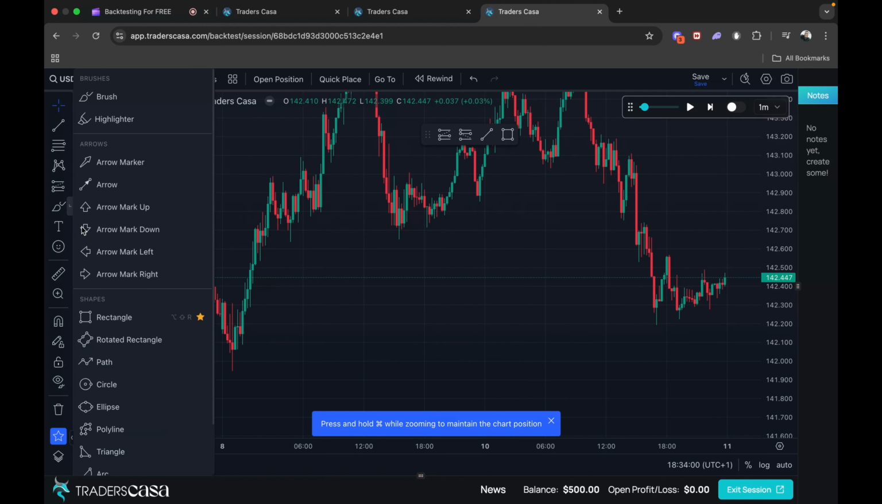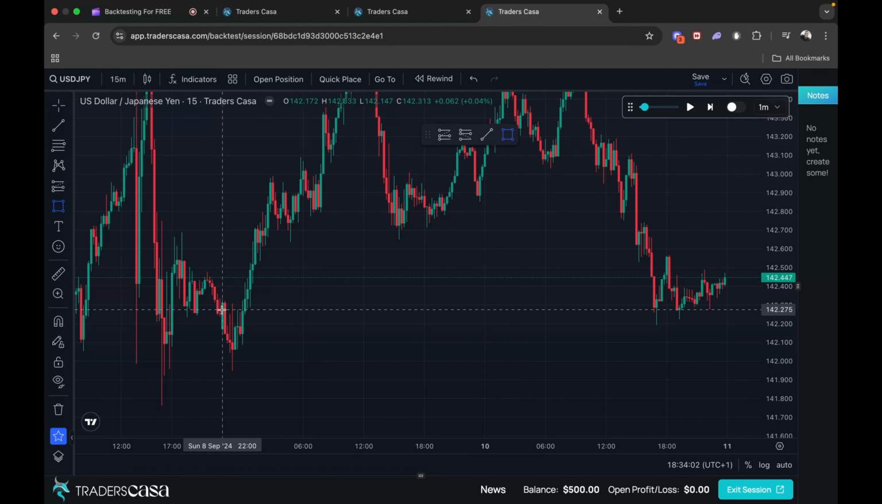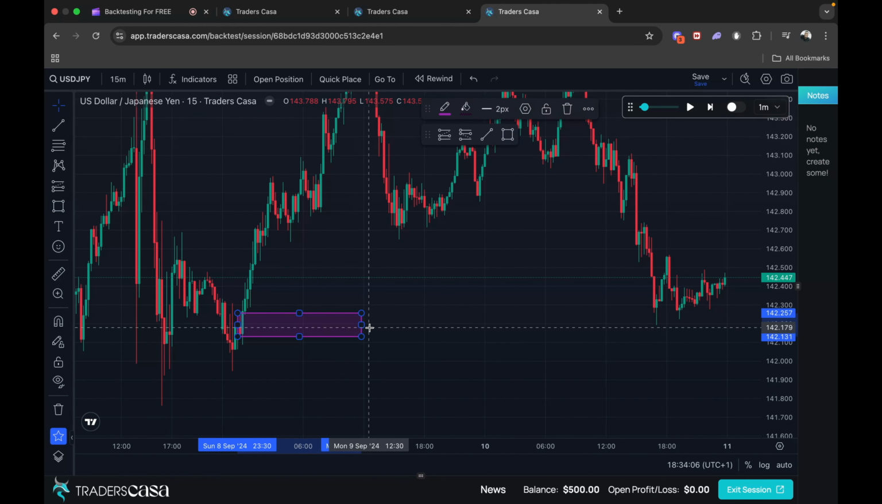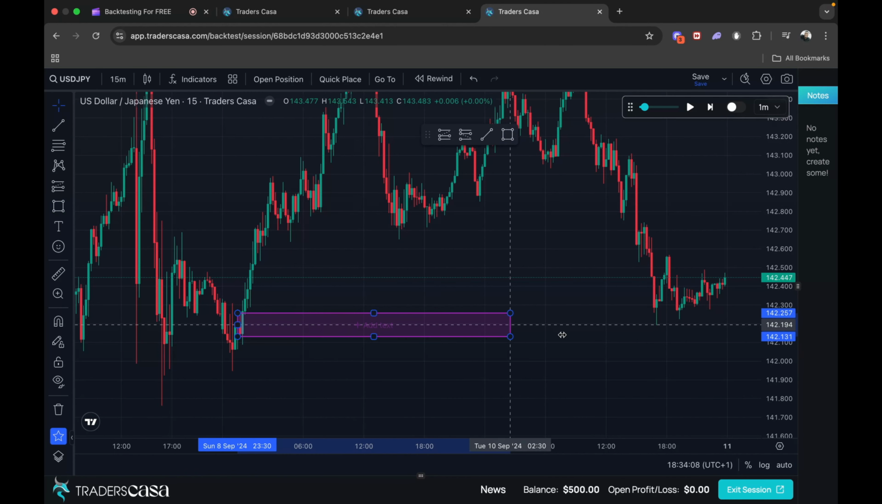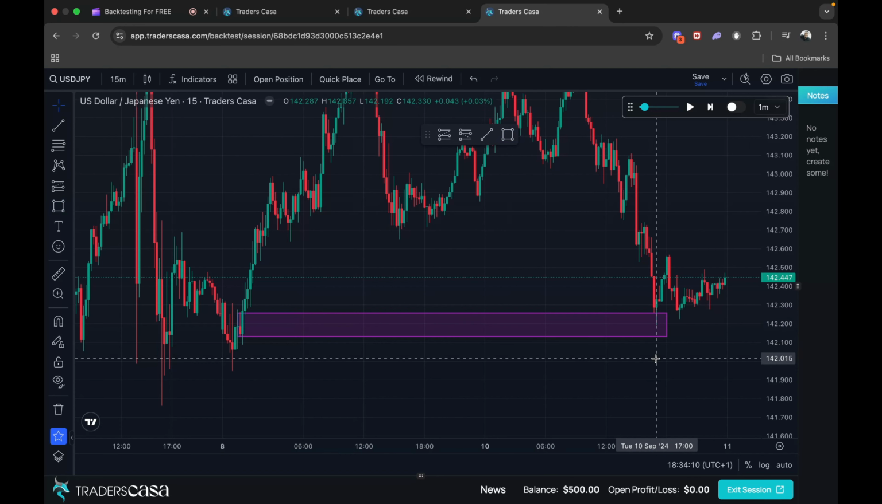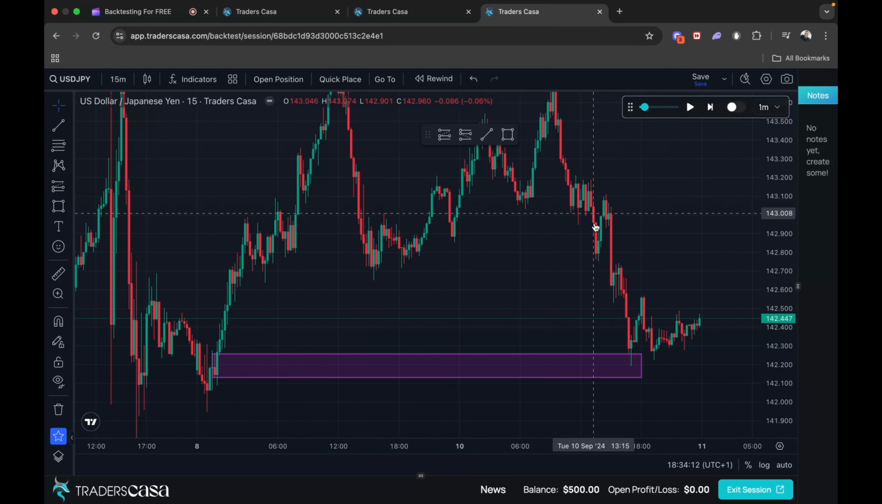So I don't want to waste much time here. Let me see. I can see this is my demand level, so I can quickly mark out that demand level, and then you see what happened when price got into that demand level. This is the 15 minutes time frame.